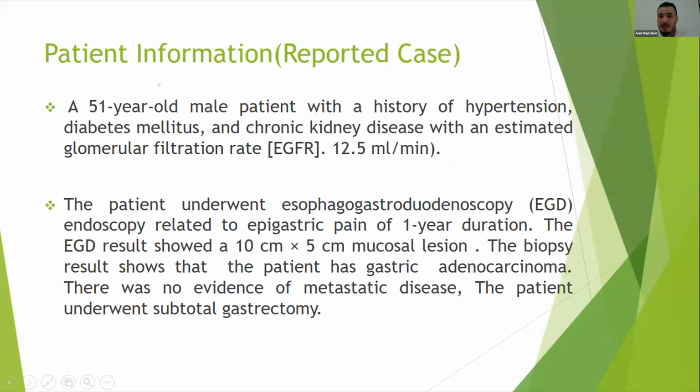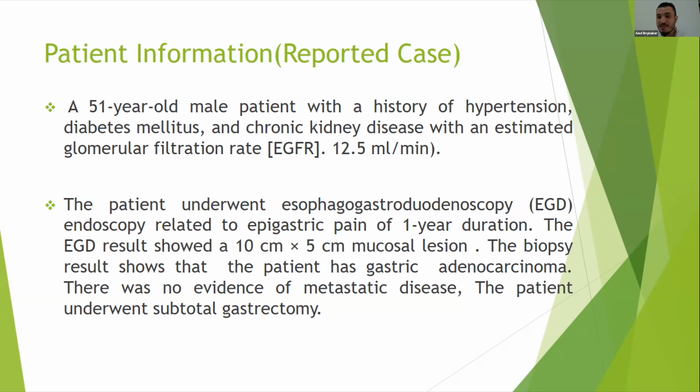There is a patient reported in our hospital who was admitted to the critical care unit after he took the first session of 5-FU chemotherapy. This patient is a 51-year-old male with a history of hypertension, diabetes mellitus, and chronic kidney disease, with an estimated glomerular filtration rate of 12.5. The patient underwent EGD related to epigastric pain for 1 year. The EGD results showed a mucosal lesion 10 centimeters by 5 centimeters. The biopsy result shows that the patient has gastric adenocarcinoma with no evidence of metastatic disease.